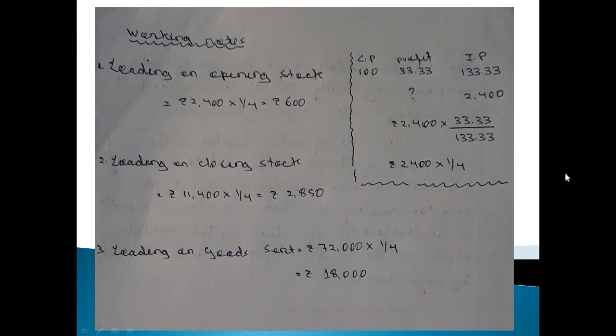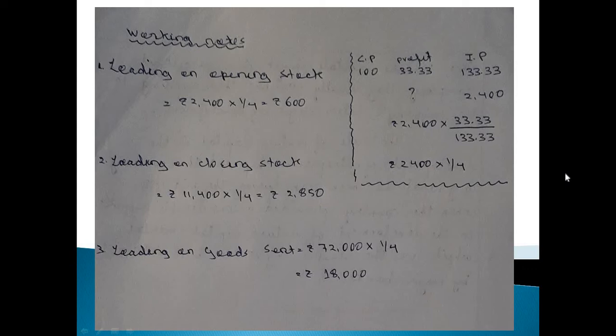Now we know that the goods are being sent at cost plus 33 1/3%. So let us assume that the cost price is 100, then the profit will be 33.33 and the invoice price will be 133.33. Now to find out the loading on opening stock, we know that the opening stock is 2,400 and we have to find out how much is the loading out of this 2,400. So 2,400 into 1/4. How do we get this 1/4? 33.33 divided by 133.33 gives 1/4. That is why the loading on opening stock is 2,400 into 1/4, which gives 600. Then the loading on closing stock, that is the closing stock is 11,400, into 1/4 gives 2,850.